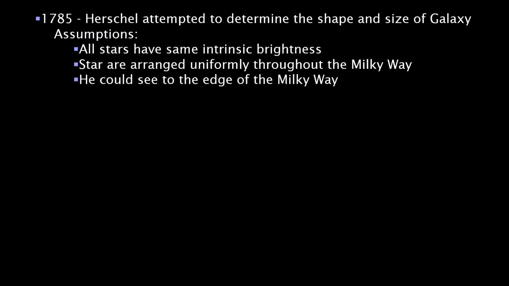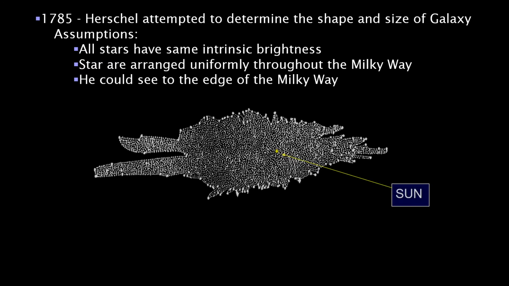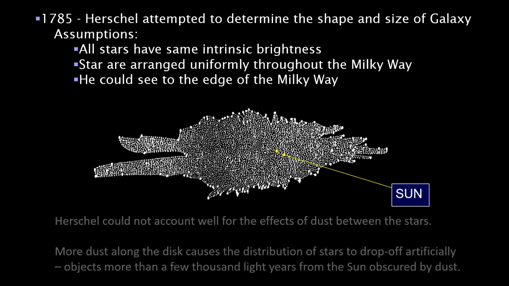Herschel attempted to determine the size and the shape of the Milky Way by assuming that all stars have the same intrinsic brightness. It's an assumption he had to make. And by assuming that stars are arranged uniformly throughout the Milky Way, and that he could see to the edge of the system. This is the diagram he produced of the stellar system of which we're a part. You can see he's located us near the center of the system of stars.